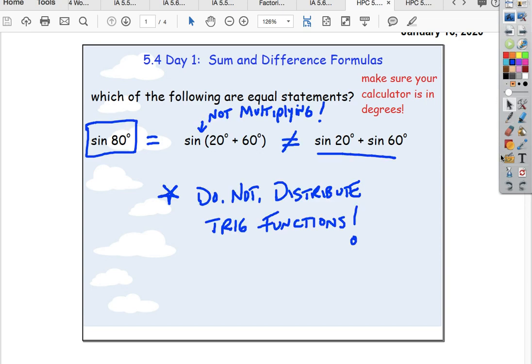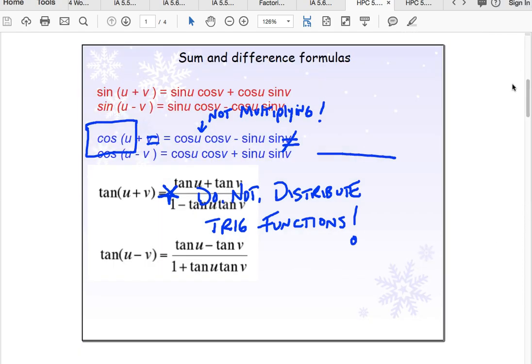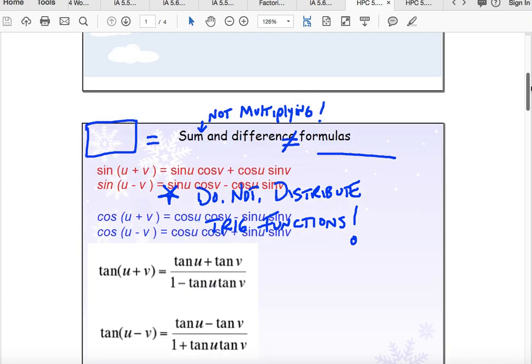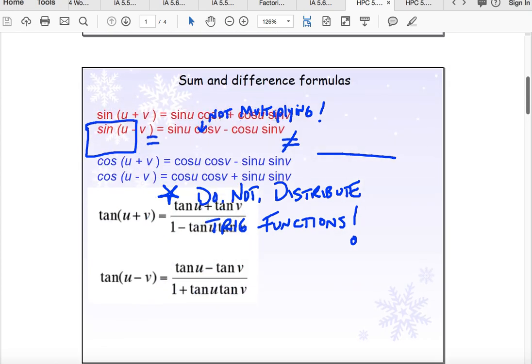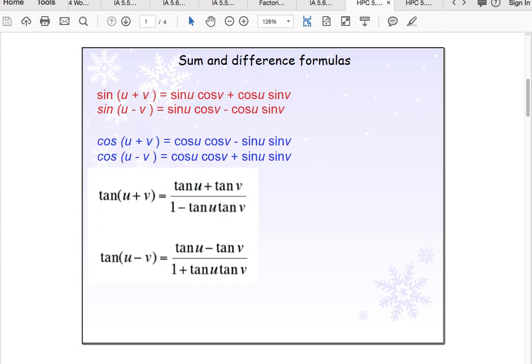One second here. I'm going to move this over a little bit so I can get to this. Okay. All right, so this page right here. These are our sum and difference formulas. These are on your unit circle sheet, so I want you to get familiar with them.